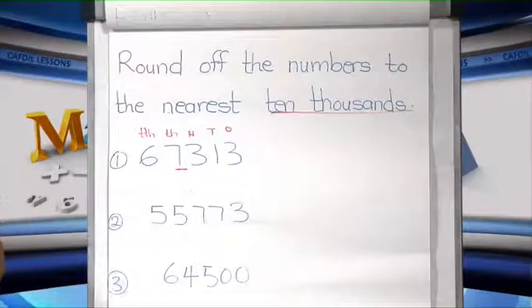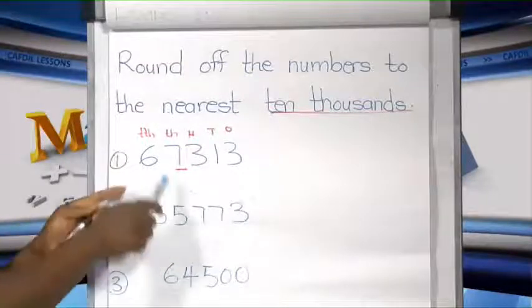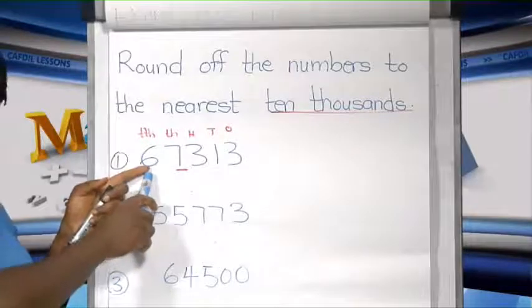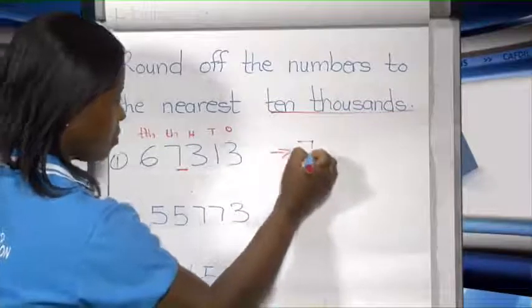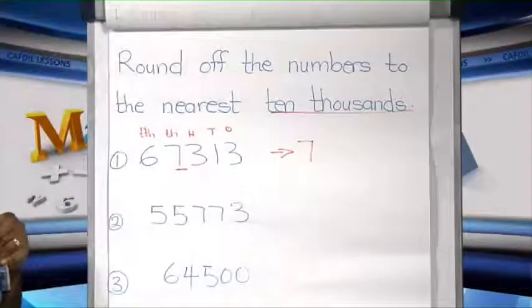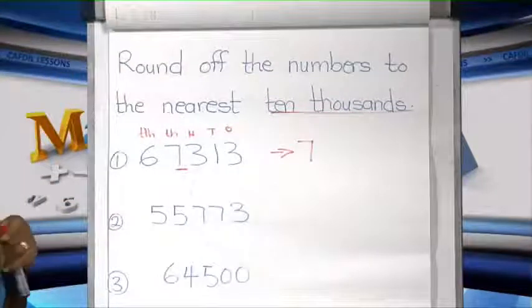So it is more than 5. Learners, what do we do? We add 1 to the 6. So 1 plus 6 will give us 7. What do we do to the rest of the digits? We will write them as zeros.